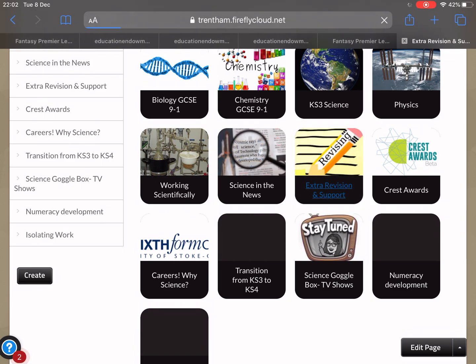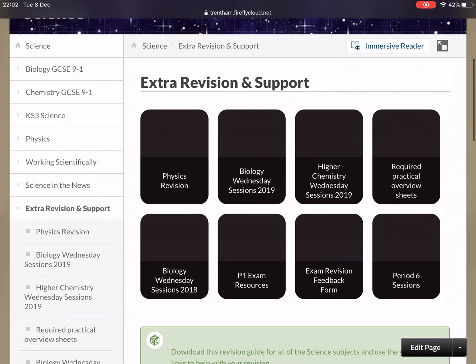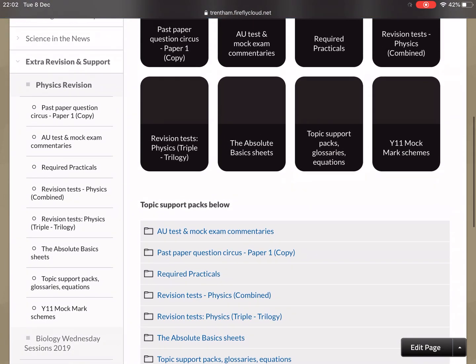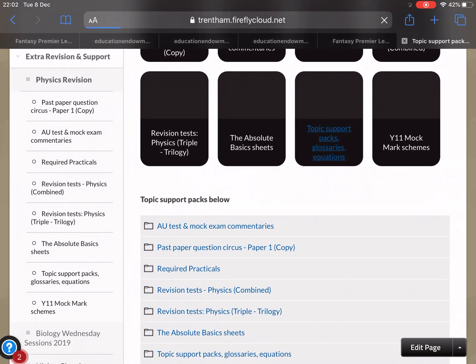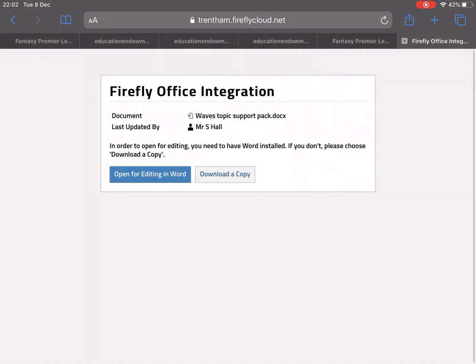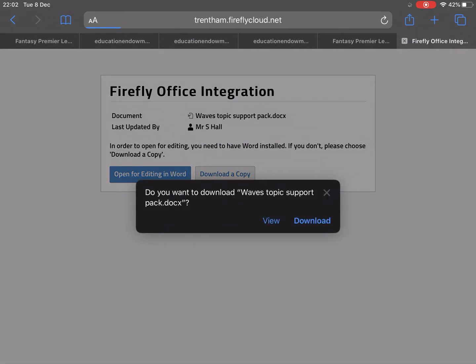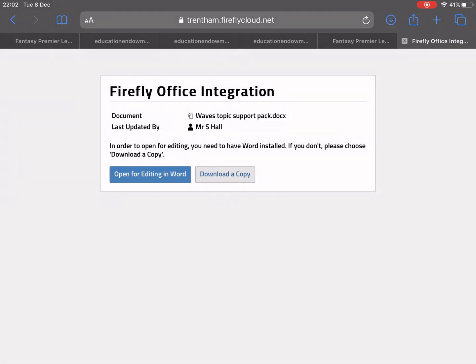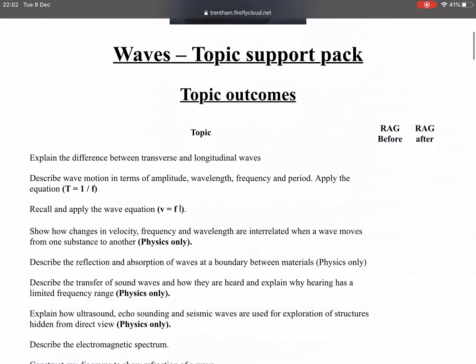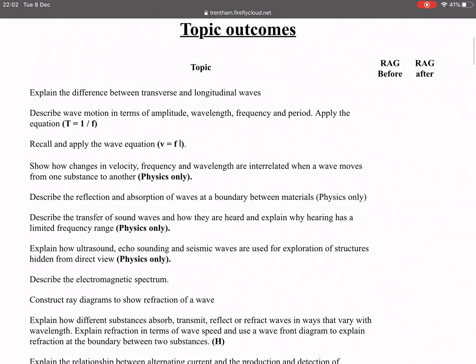So, if we pop into physics revision, I'm just going to take you through the topic support packs. We're going to have a quick look at the waves one to give you a bit of an overview. I've downloaded a copy. Just go in, view. There we go. Wonderful. This gives us a bit of an overview on what we've done so far.